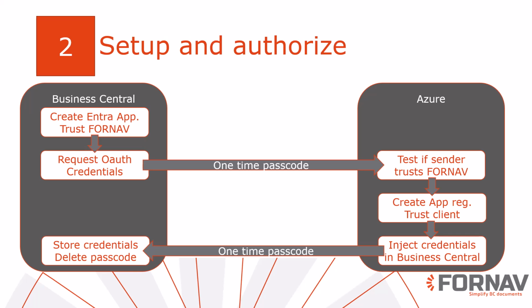FORNAV sets this mutual trust authentication up automatically once you give the FORNAV Peppol network the required permissions. The FORNAV Peppol network can only ever read FORNAV Peppol setup data and create incoming Peppol documents. FORNAV does not need access to any other Business Central records.